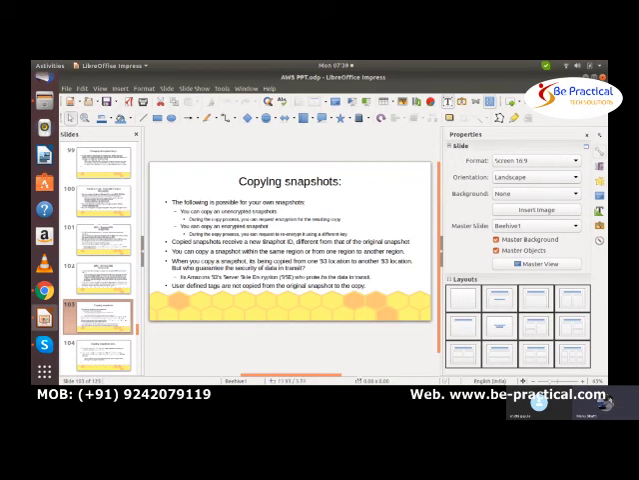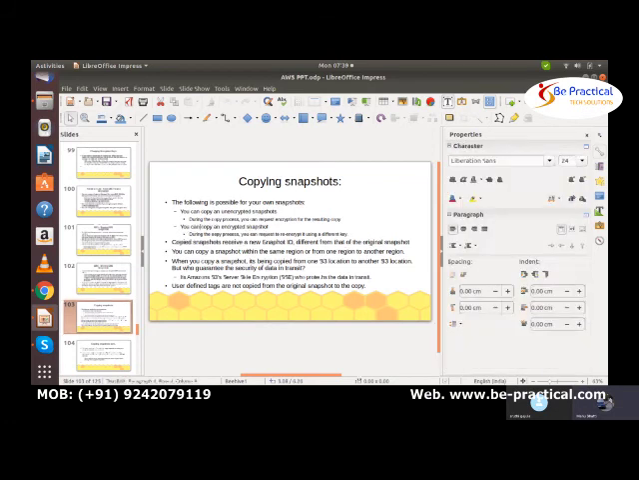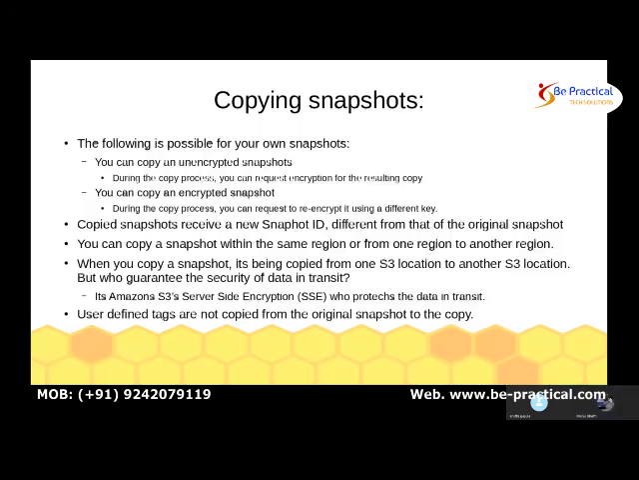So copying the snapshots. While copying the snapshots, these are the things we should be aware of. The following is possible for your own snapshot. You can copy an unencrypted snapshot. During the copy process, you can request encryption for the resulting copy. So you can copy an unencrypted snapshot also.